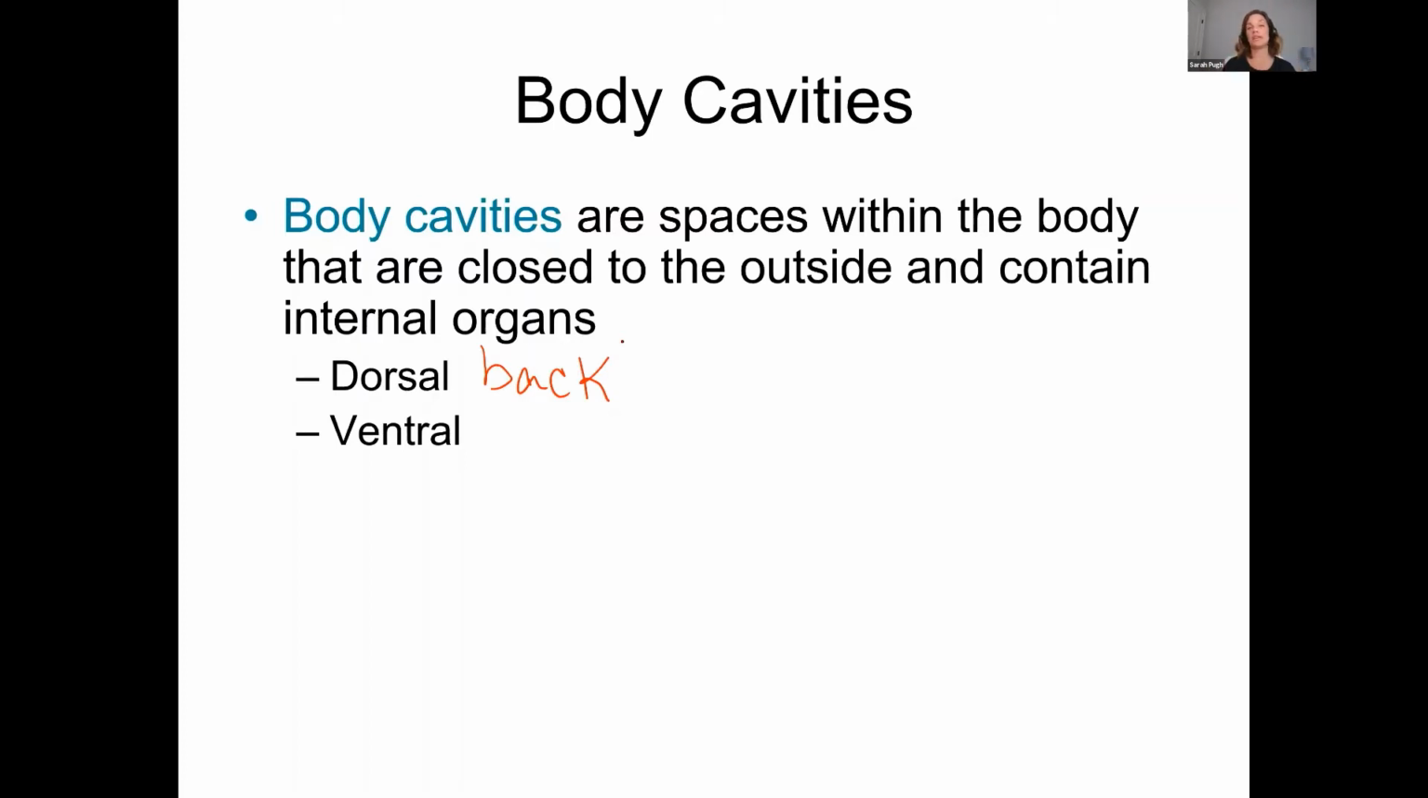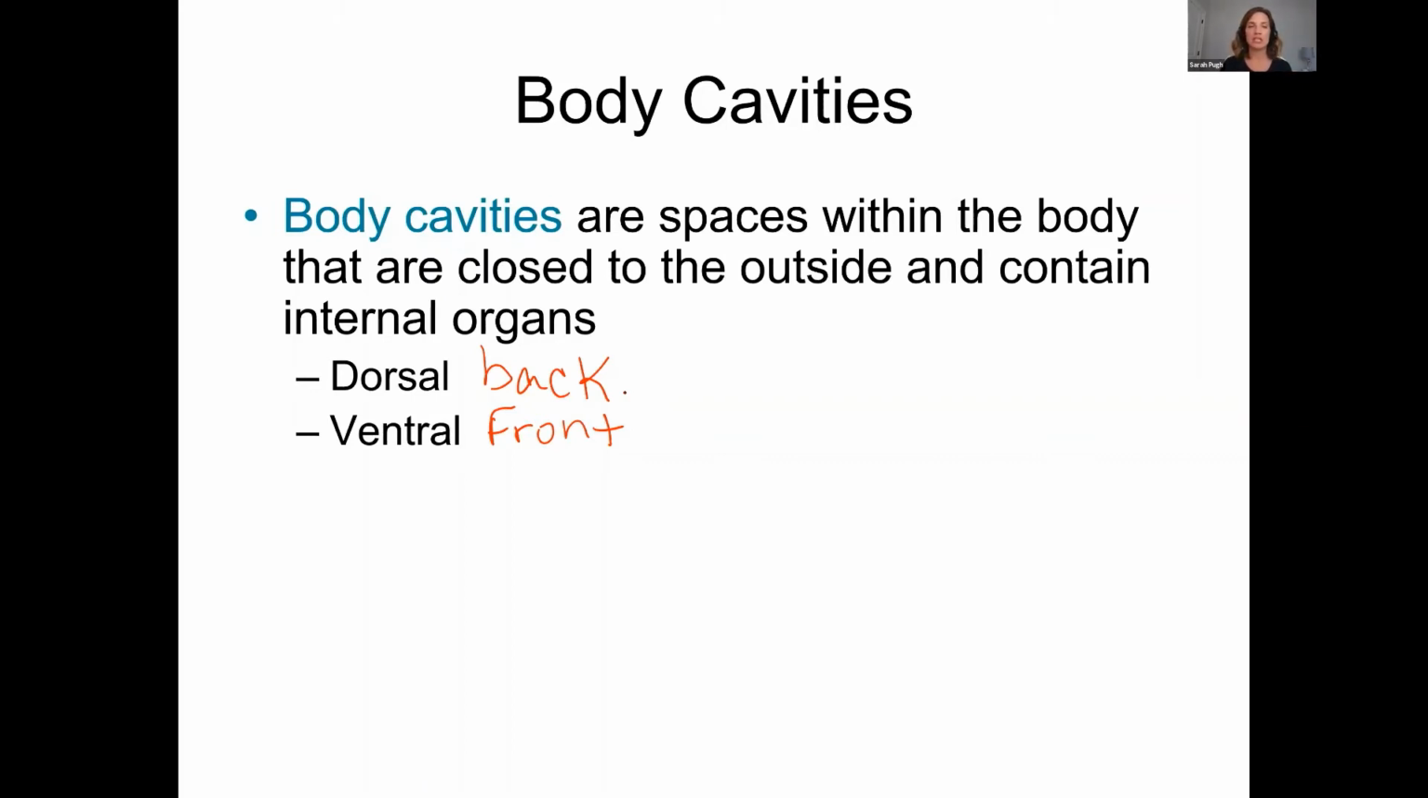Then we have a ventral cavity. And remember, ventral or anterior means front. So these are the cavities in the front that are going to house a lot of your internal organs, like your lungs and your heart and your stomach and your intestines.